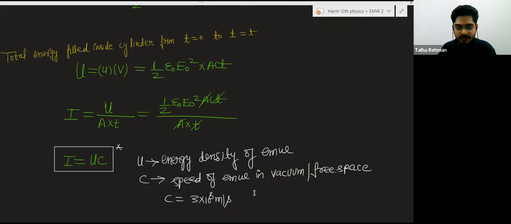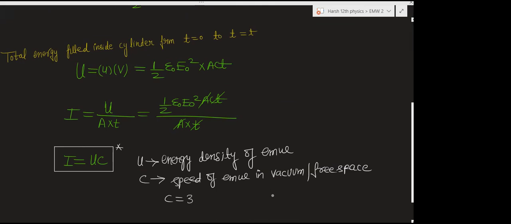Basically, see, this value is 3 into 10 to the power 8 meter per second.